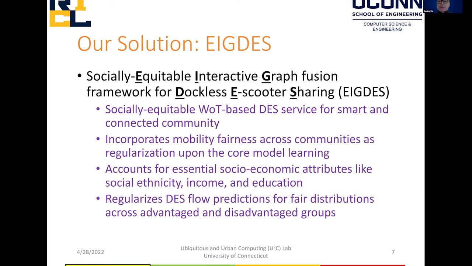We try to account for socioeconomic attributes such as ethnicity, income level, as well as education. And we try to regularize the DS flow predictions for fair distributions across advantaged and disadvantaged communities.